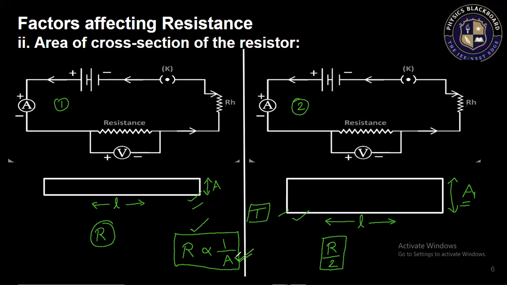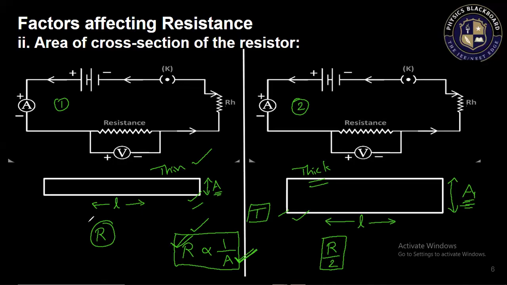If the area of cross section of the resistor increases, the resistance of that resistor decreases. If the area of cross section decreases, then the resistance becomes large. If you take these two wires, this is a thin wire, and this is a thick wire. Now, the thin wire will have more resistance. Why? Because the area of cross section is less. The thick wire will have low resistance because its area of cross section is high. So R is inversely proportional to A.